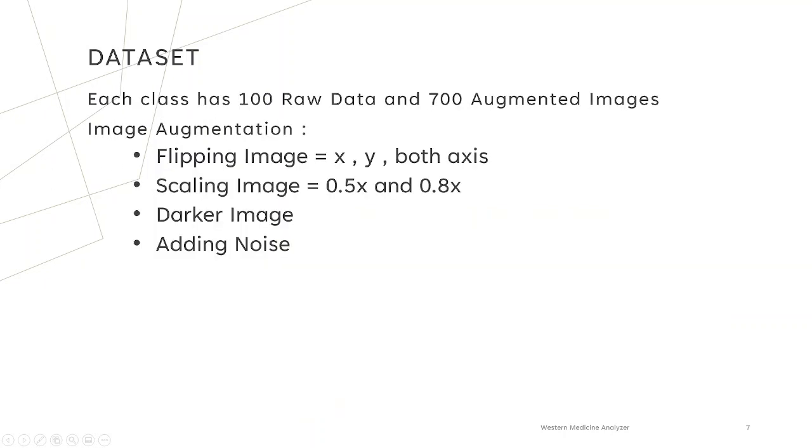So here I only have 100 raw images for each class, and I perform 7 data augmentations. So I have an extra 700 images per class, and the data augmentation that I perform here is flipping the image in x-axis, y-axis, and both axes. And I also perform scaling of the image with 0.5 times and 0.8 times. I also make the image darker and also add noise on the image. So in total, there are 1, 2, 3, 4, 5, 6, 7 data augmentations that I do.